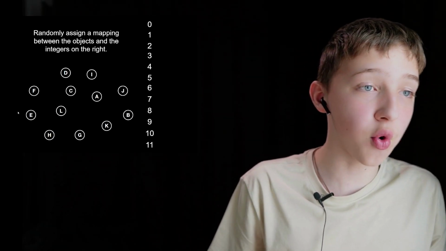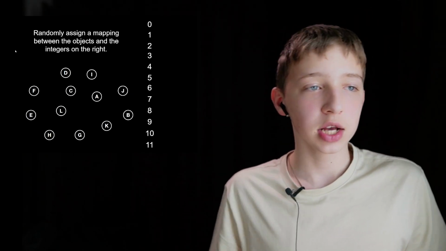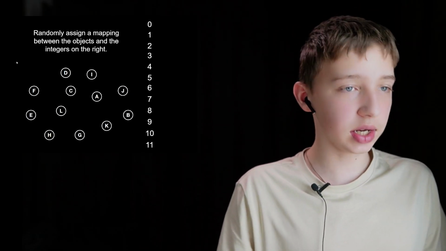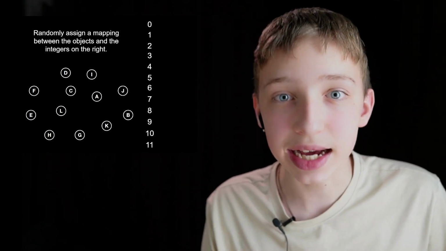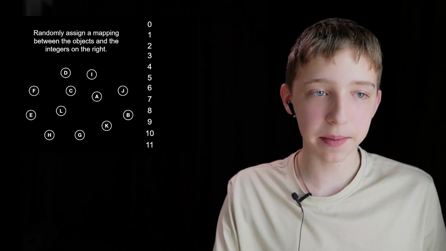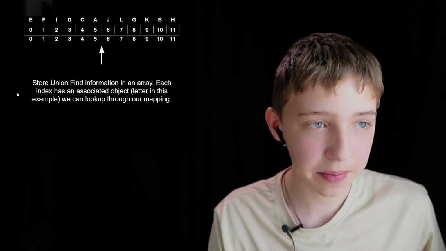Now we can arbitrarily or randomly assign a mapping between the objects and the integers on the right. So these are the objects, and on the right we'll assign some integers, that is the index, to these objects. We'll usually store these mappings in a hash table for easy lookups. Okay, now let's randomly assign these.